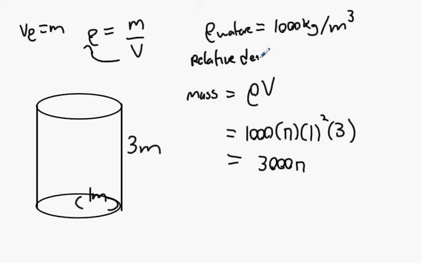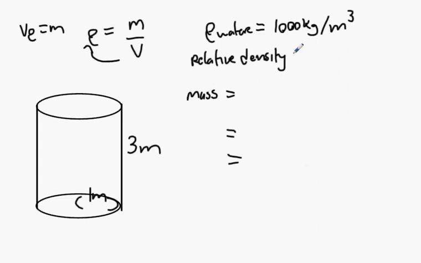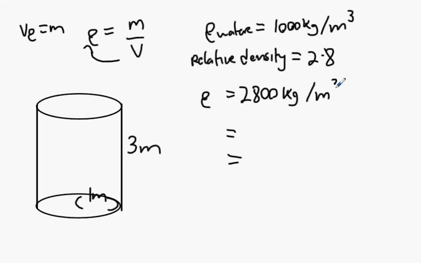Now guys, what I'm going to say next is there's another word called relative density. Relative density is always in direct comparison to water. If I said I now made the same object, except this time it's made of, I don't know, a hard plastic or a metal, and the metal is of relative density 2.8. Now, do you know what relative density 2.8 means? It means 2.8 times the density of water. So rho would be 2,800 kilograms per meter cubed. Does that make sense?